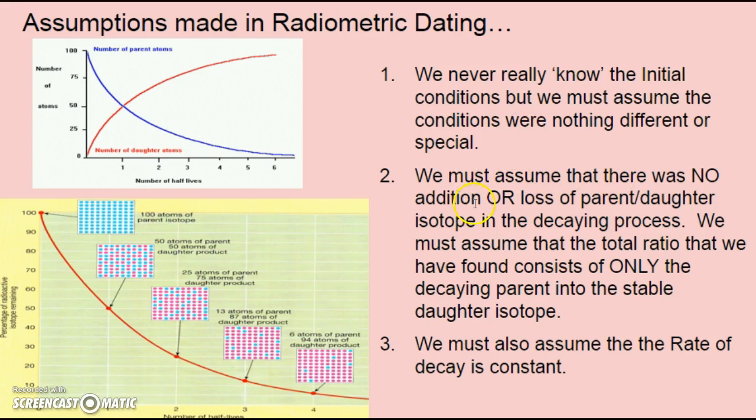We also assume that there's no addition or loss of the parent or daughter isotope during the decaying process. We must assume that the total ratio that we have found consists of only the decaying parent and stable daughter isotope. We assume that they were trapped completely in the crystal and in the matrix of the igneous rock that we're radiometrically dating, or within the mineral structures. So we're assuming that nothing's lost and nothing's gained. And lastly, we assume that the rate of decay is constant. These 3 rules are assumptions that are made in radiometric dating, and for the most part, they stay true.